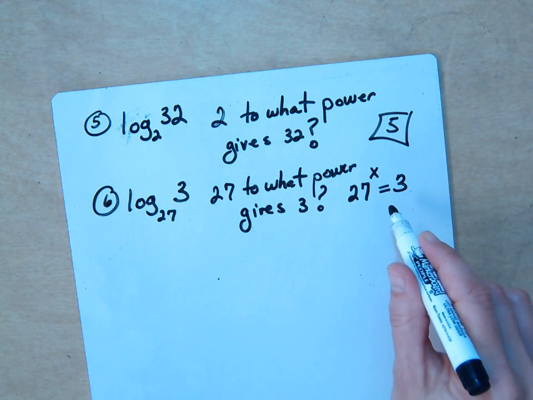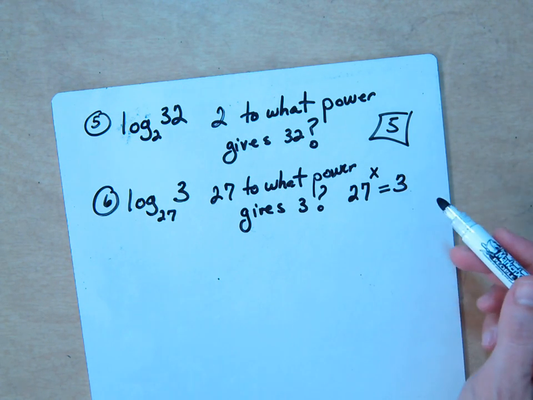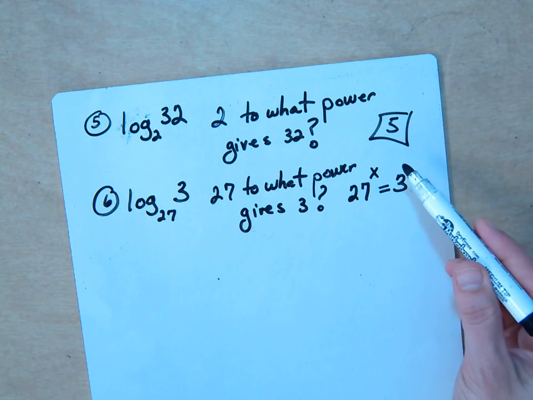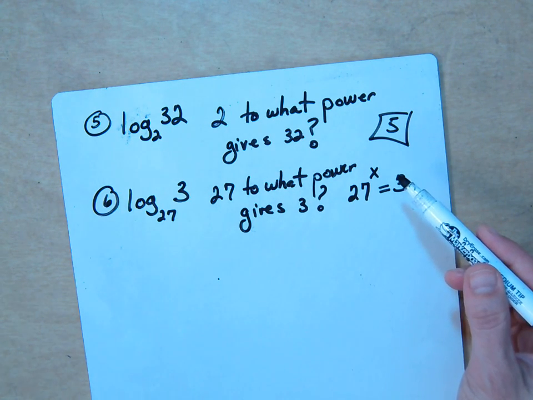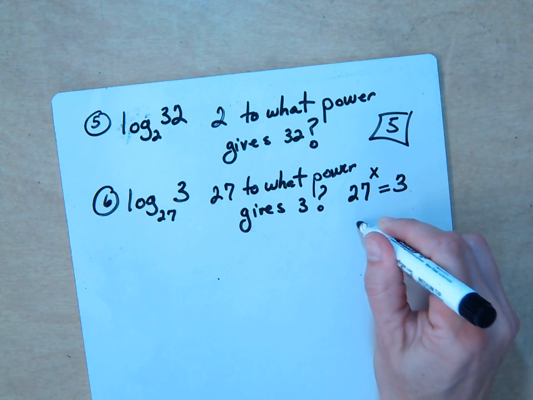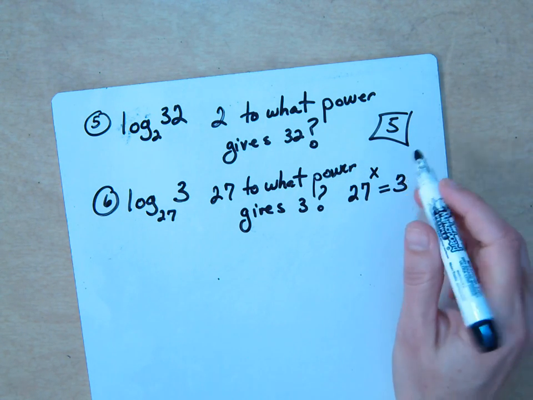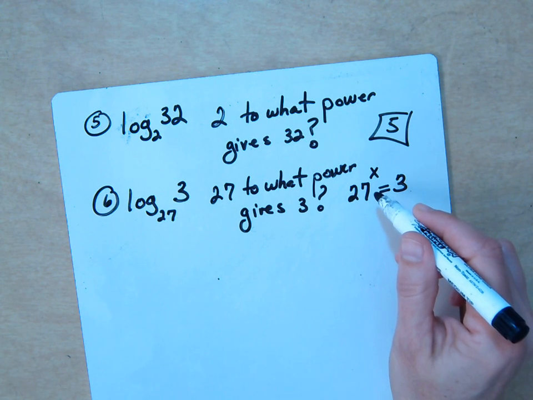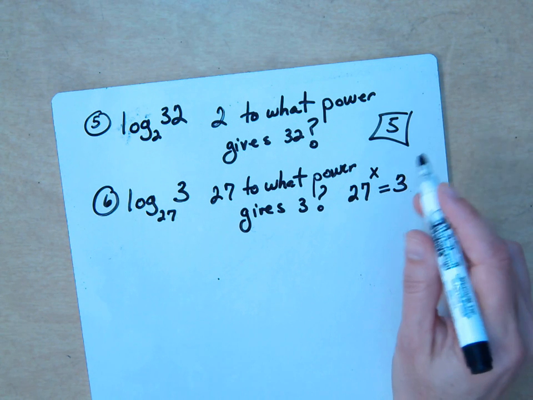So you're going to need some kind of fraction here, because obviously it's less than 1. 27 to the 1 is not 3. We need something smaller. So yes, we want to take the cube root of 27. And the way you take the cube root is 1/3. And that's why we studied fractional exponents.